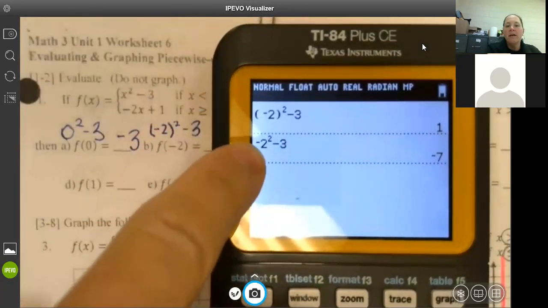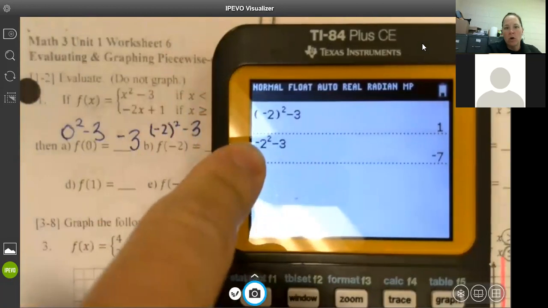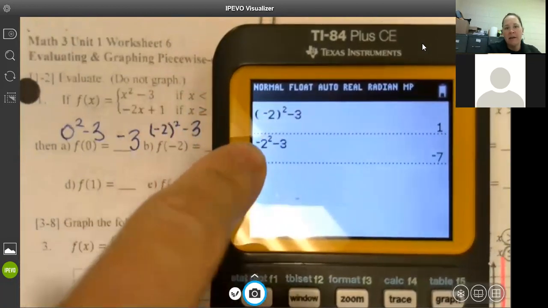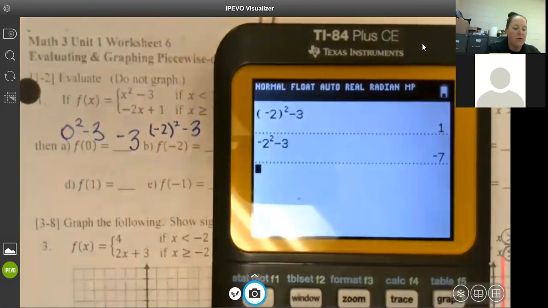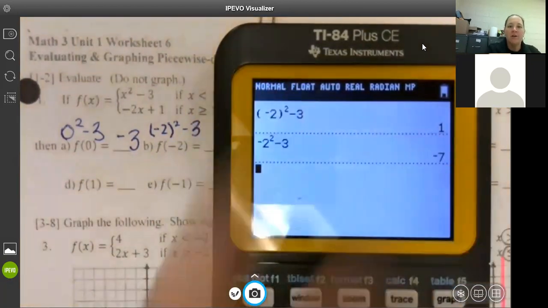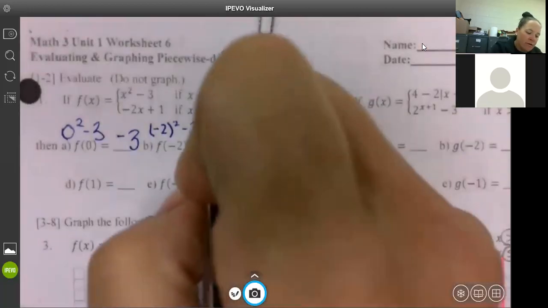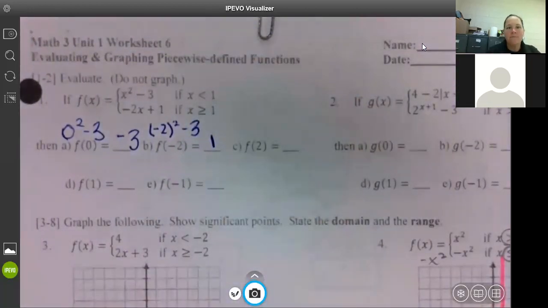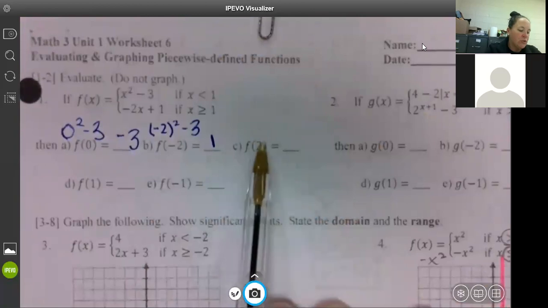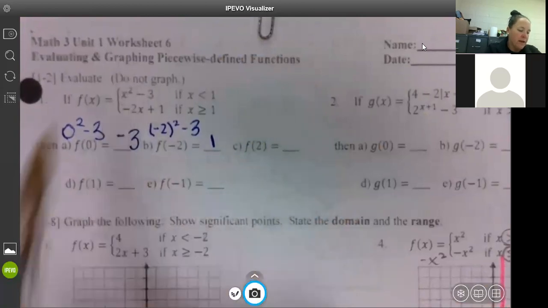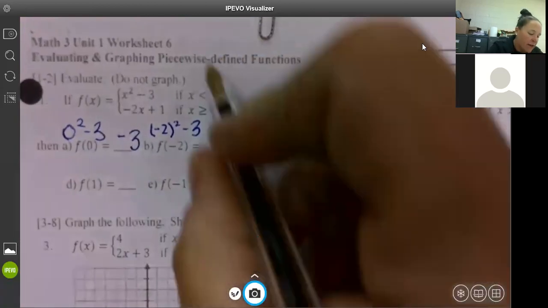On this one, it does exponentials first, which is 4. And then it does the negative, which is negative 4 minus 3 makes negative 7. So anytime you do it in your calculator, make sure you put parentheses. So that's one of the things that I wanted to point out. So when we do put it in our calculator, we get 1. What about 2? Where does 2 go? First one or the second one? Second one. All right, thank you.